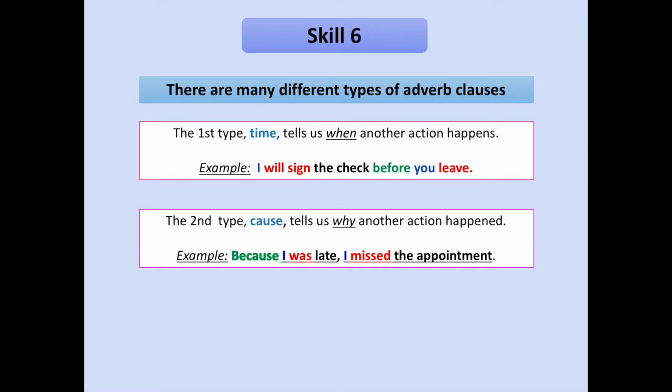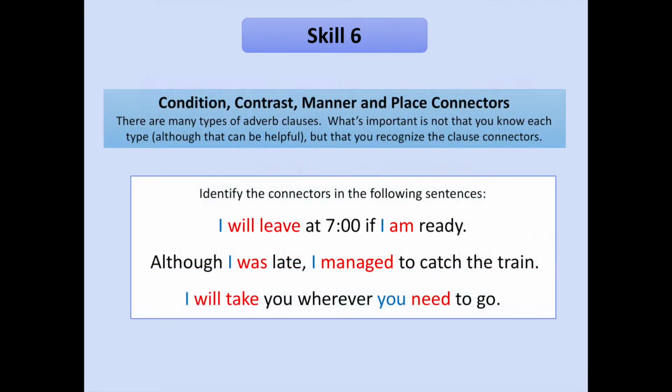The second type, cause, tells us why another action happened. Because I was late, I missed the appointment. Here, the clause because I was late tells us why I missed my appointment. There are many types of adverb clauses. What's important is not that you know each type, but that you recognize the clause connector.